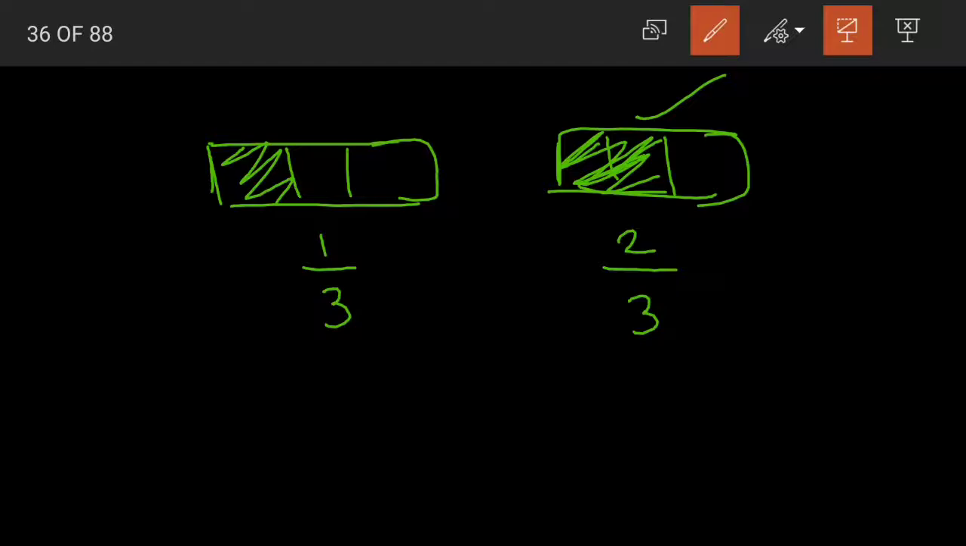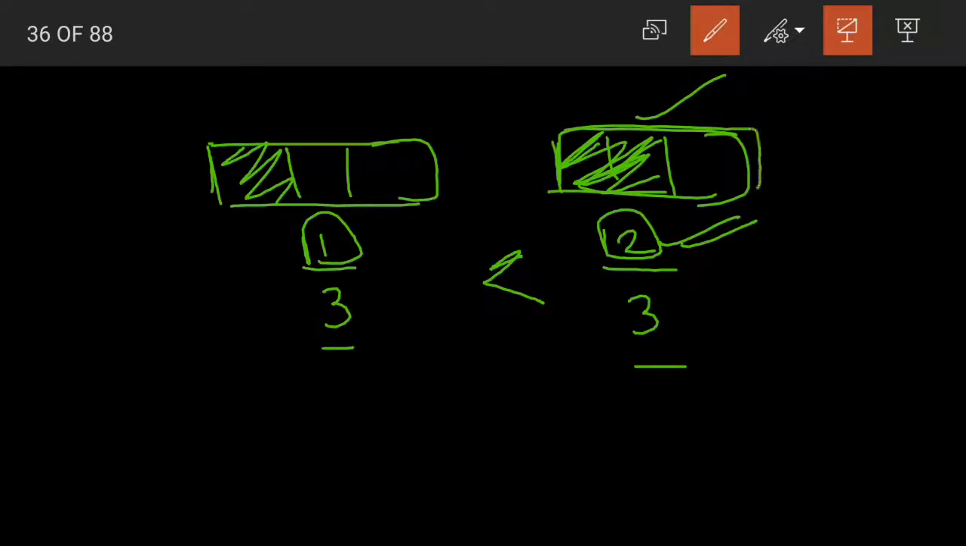Yes, 2 by 3 is the bigger fraction. Both the fractions have the same denominators. So depending on the numerators 1 and 2, 2 is the bigger numerator. So 2 by 3 is our bigger fraction. Okay. So like this you can draw two diagrams and see that in like fractions the fraction with the greater numerator will be a greater fraction. Understood, children?